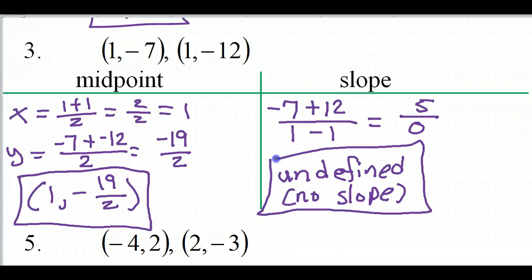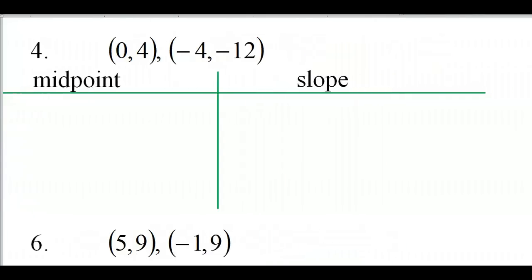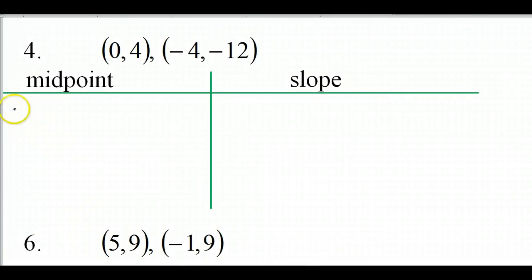Okay, that is what we would put for number 3. Number 4, midpoint. Alright, x values, the average of 0 and negative 4. Okay, that's going to be negative 2.